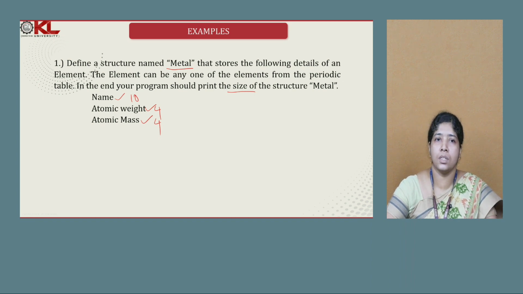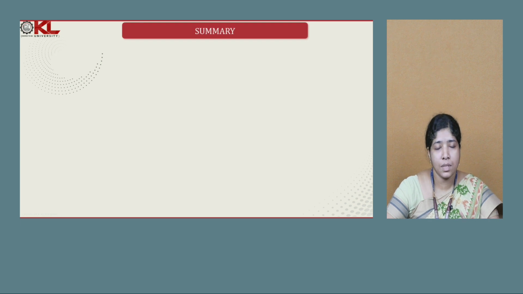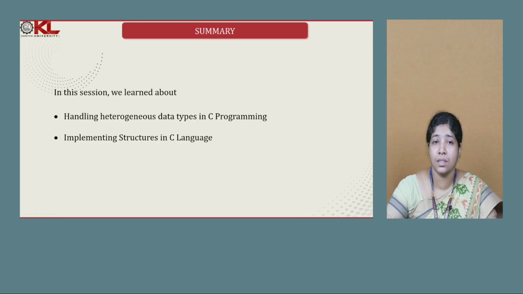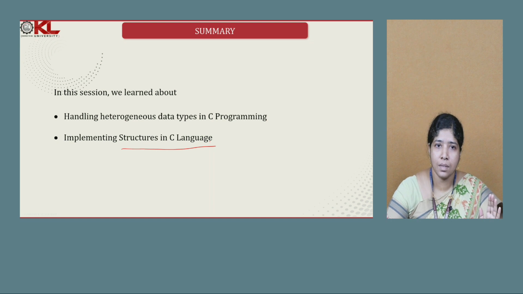So go through the practice sessions available here, and try to implement those after learning the concept. Then we will see the summary of what we have learned in this session. In this session we have learned how to handle different data types in C programming and how to implement structures in C programming. We have seen one example to implement one record: how to declare, how to initialize, and how to access. At the same time, we have seen how to give two different records the same name for one single structure.